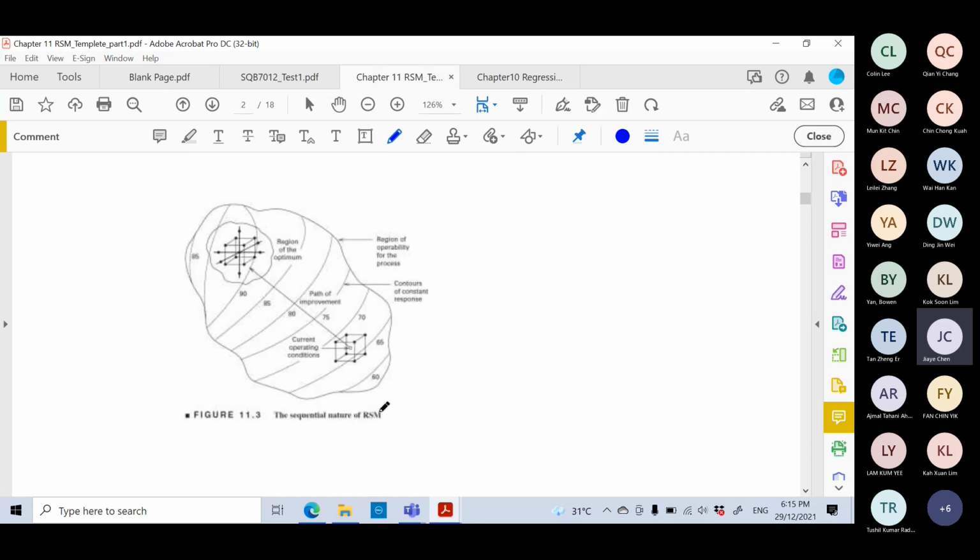Under the response surface methodology, we start with the process running here. Then we run the process following a certain path. The path is called the path of improvement. Then we go towards the optimal solution, where the region is for the optimal solution. In detail, I will discuss this in the second part of the response surface methodology. So from the first one, from here, we move towards the direction.